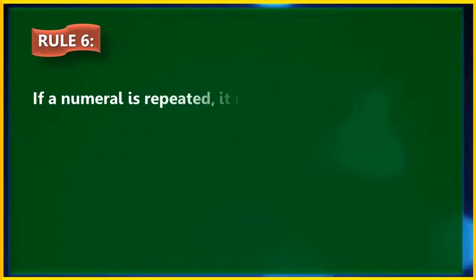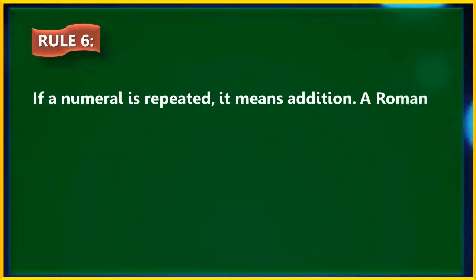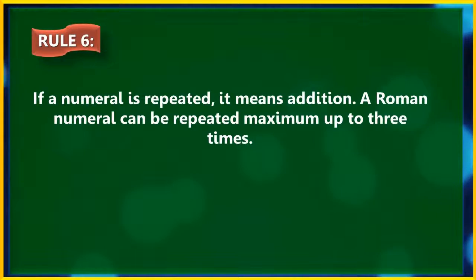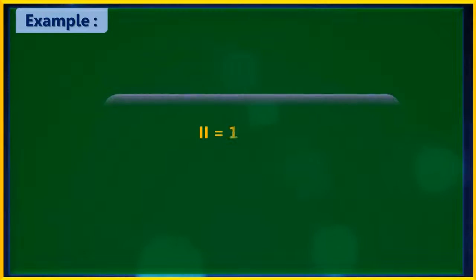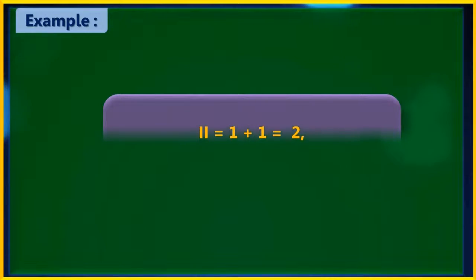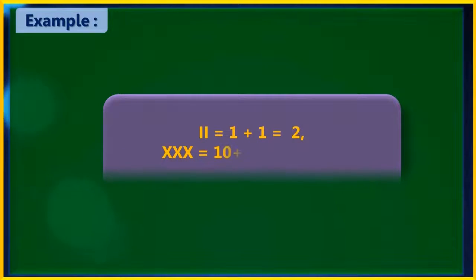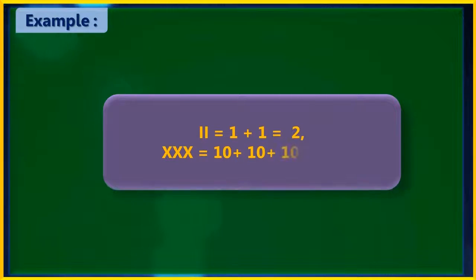Rule 6 for writing Roman numerals is: if a numeral is repeated, it means addition. A Roman numeral can be repeated a maximum of 3 times. For example, Roman numeral II can be written as 1 plus 1, which is equal to 2. Roman numeral XXX can be written as 10 plus 10 plus 10, which is equal to 30.